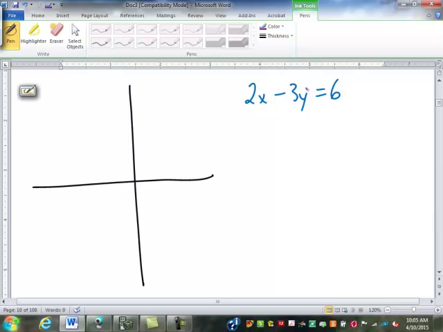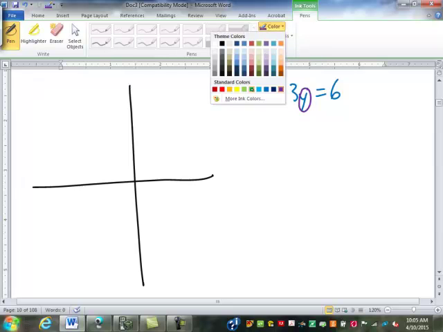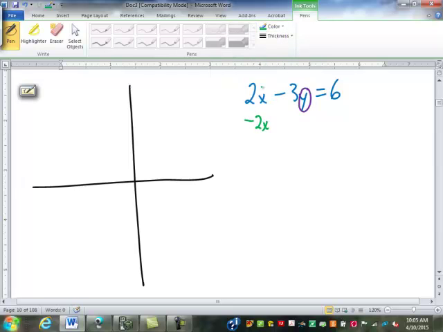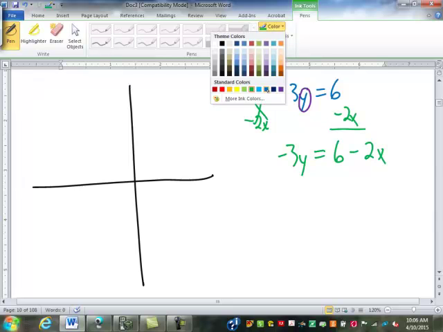Again, we want it to be y equals, so we want to get y here all by itself. Have to get rid of the 2x and the negative 3. Y has been multiplied by negative 3, and then 2x has been added to it. So to get it by itself, we're going to subtract 2x. That's gone. Leaves us with negative 3y here. What's 6 minus 2x? Trick question. It's just 6 minus 2x.